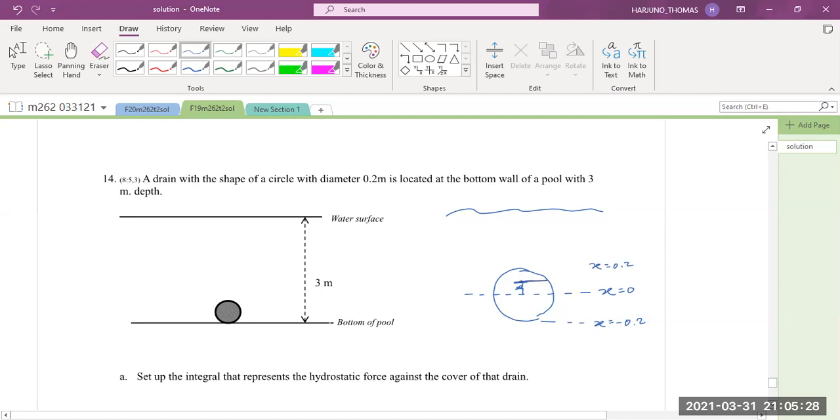Now, if this is x, this is 0.2, then this guy here will be the square root of 0.2 squared minus x squared.